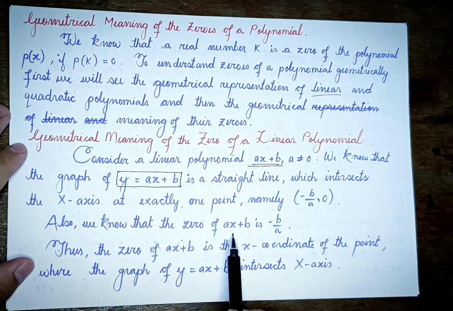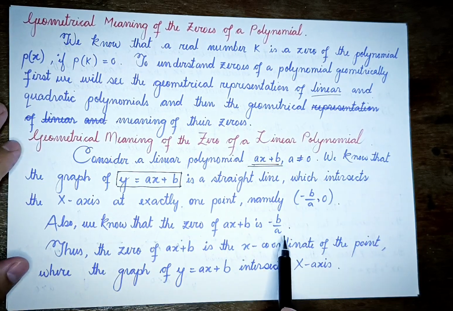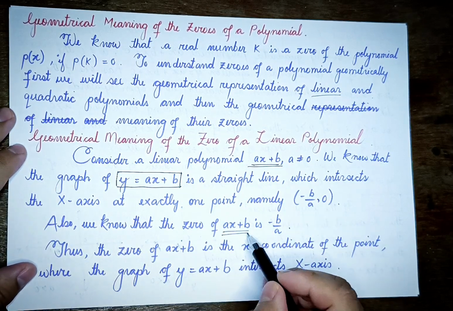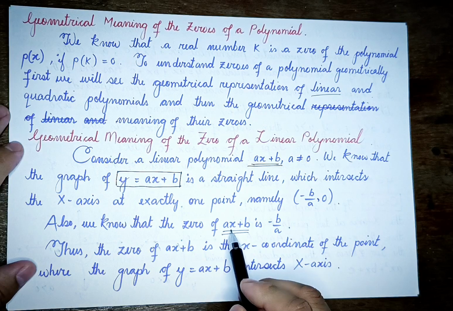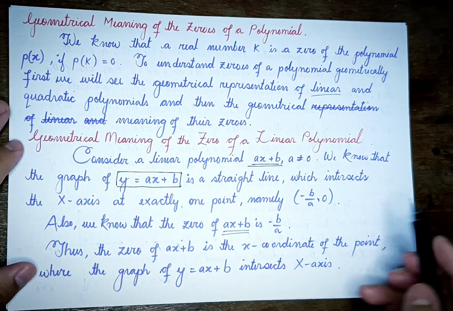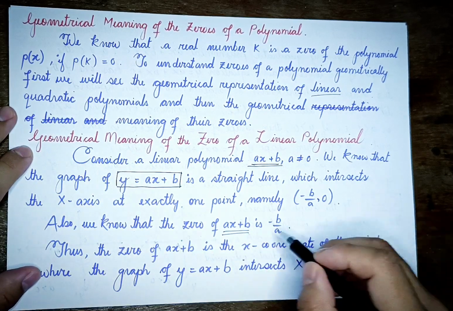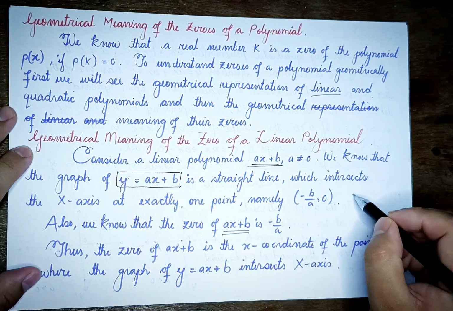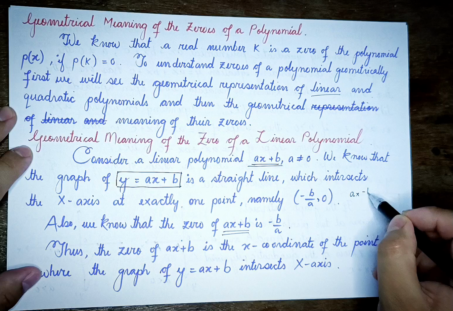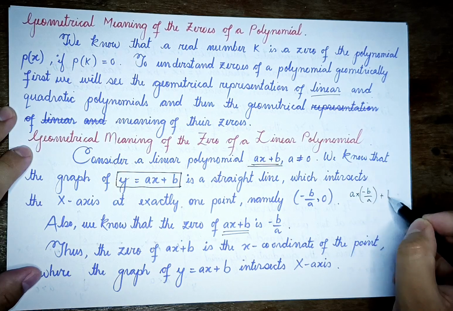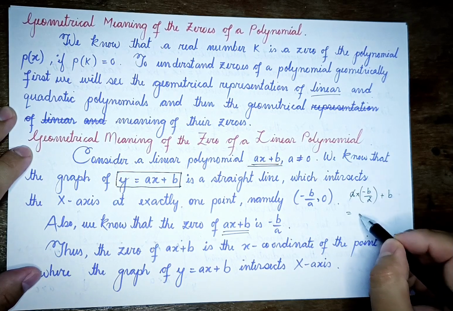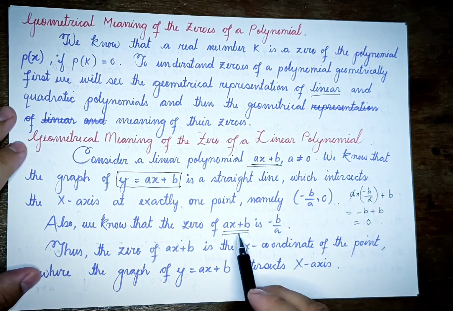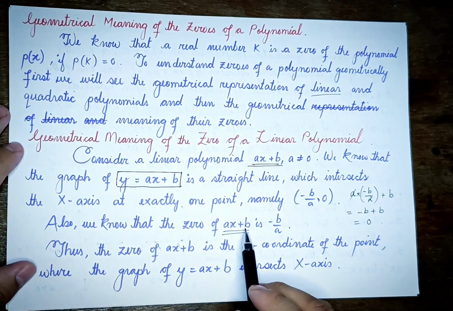We know that the zero of ax plus b is minus b by a. How do we know that? If I replace x with minus b by a, we will surely get 0: a into minus b by a plus b. Cancelling a, we get minus b plus b is equal to 0. So minus b by a is the zero of ax plus b.